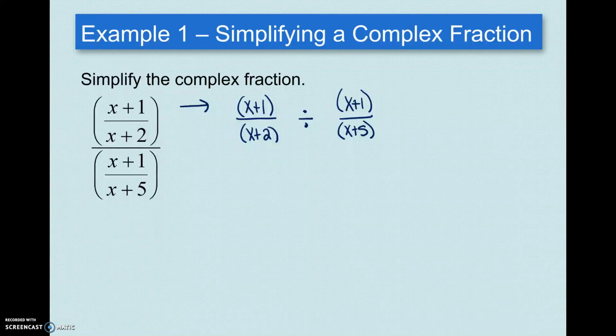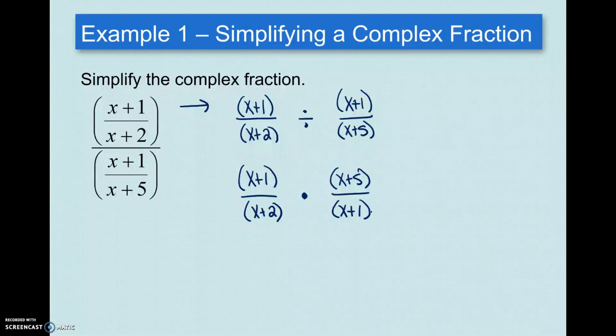What do we do for division problems? Yep. Keep the first fraction the same. Change the sign to multiply. Flip the second fraction. Once it's multiplication, it's really just what's on the top versus what's on the bottom. So is there any factor on the top that matches a factor on the bottom that could cancel? X plus 1. So our final answer is x plus 5 over x plus 2.